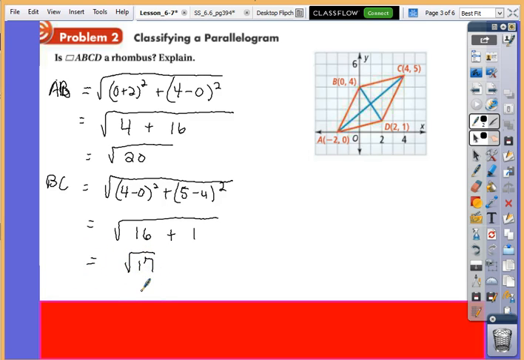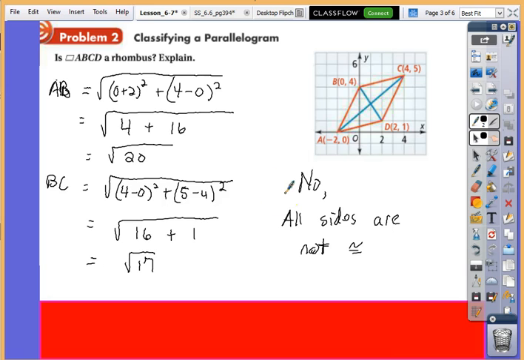Well, I already have two sides that aren't the same length. Do I really need to go any further? So is this a rhombus? The answer is no. The reason is all sides are not congruent. Yes? Sure. So that's how I solved that problem.